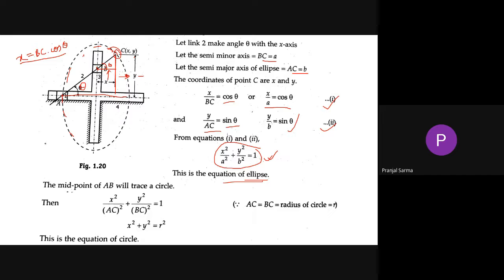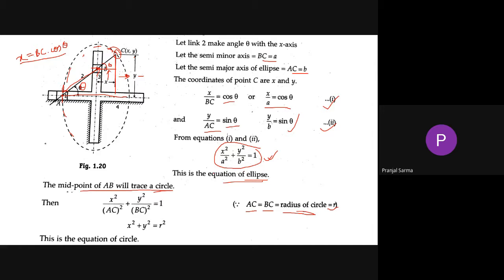Now if you think, let's consider the whole AB, this mass. If you consider the point C to be the midpoint of AB, it is going to trace a circle. How can I say that this midpoint is going to trace a circle? The midpoint means AC equals BC, and that is the radius of the circle. Let's consider R.